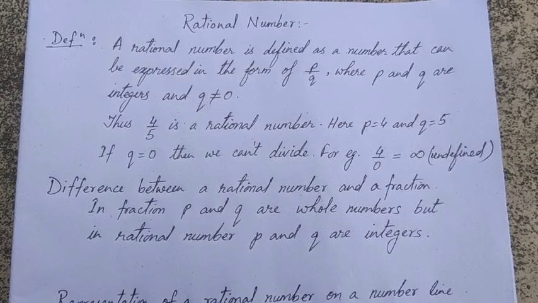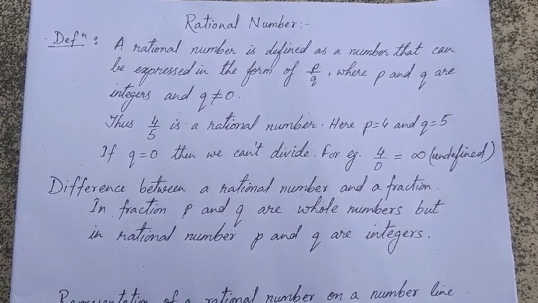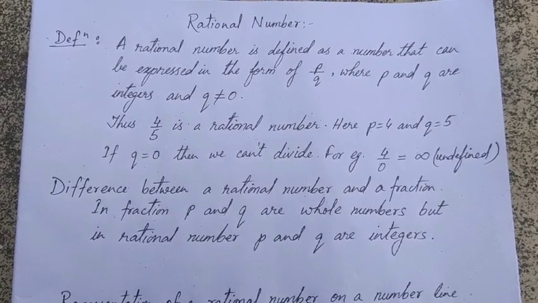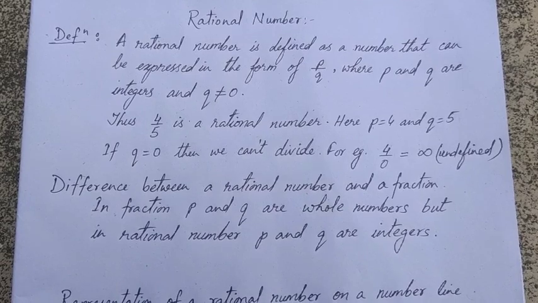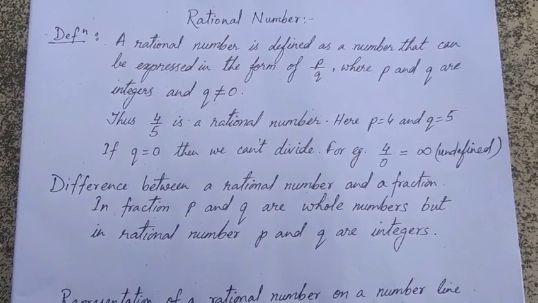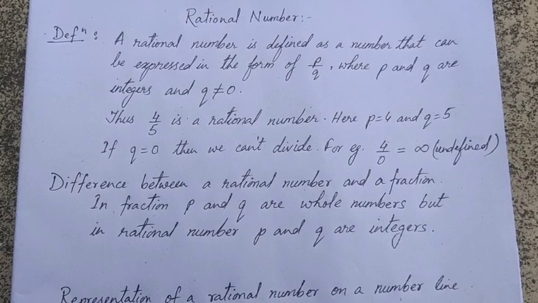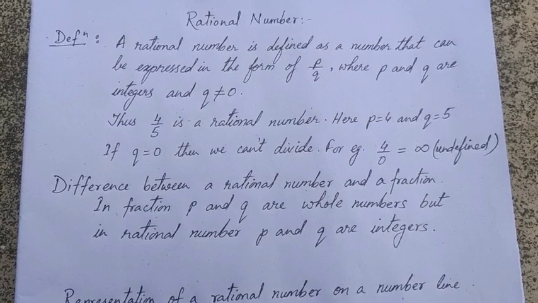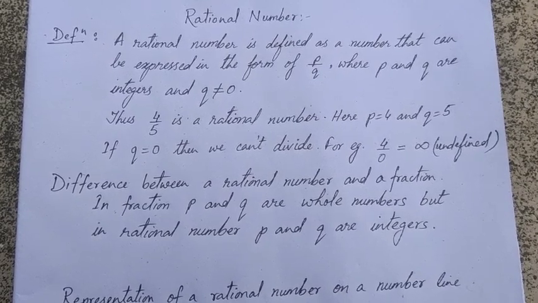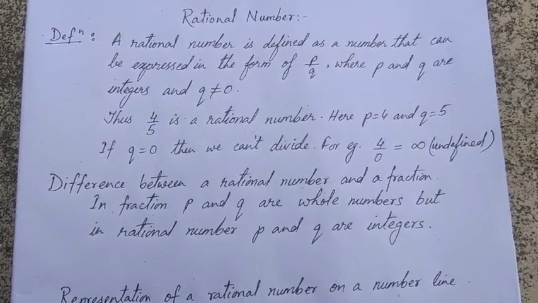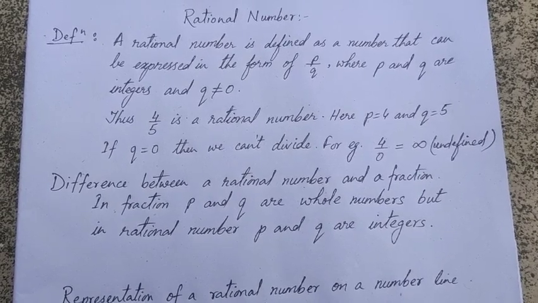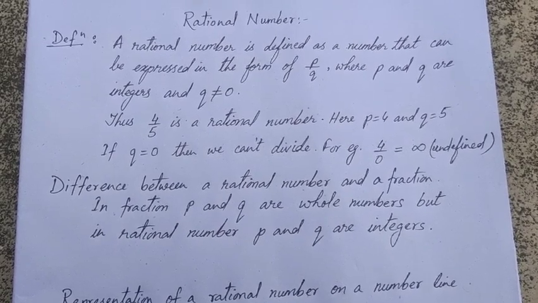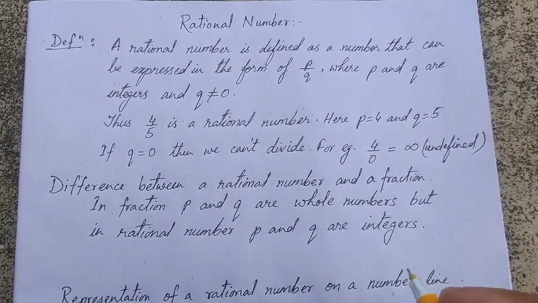In fraction also, in the form of p by q only we are writing, and in rational number also we are writing in the form of p by q. The main difference is that in fraction we are writing p by q, that is clear, but p and q are whole numbers. It is not integers, but in rational number both p and q are integers. So we have to keep in mind, in fraction p and q are whole numbers, whereas in rational numbers p and q are integers.